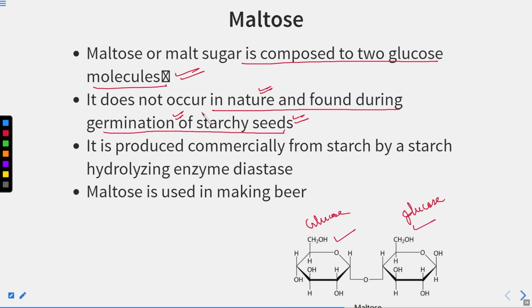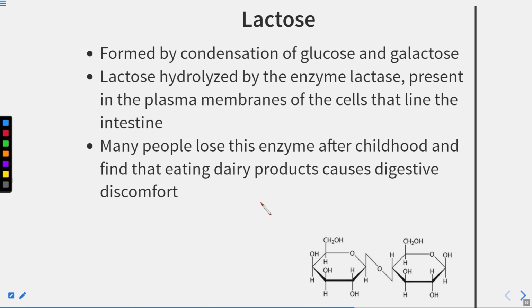When germination takes place in the seeds, this maltose is formed, and it is produced commercially from starch by the starch hydrolyzing enzyme diastase. So if you have starch, with the help of the diastase enzyme it is converted to maltose, and maltose is used in the liquor industry for making beer. So this is maltose, and this is very important.